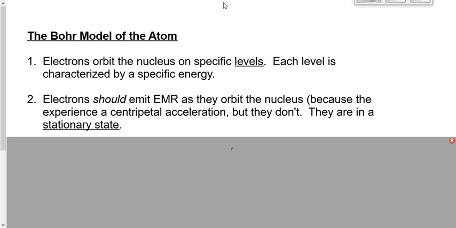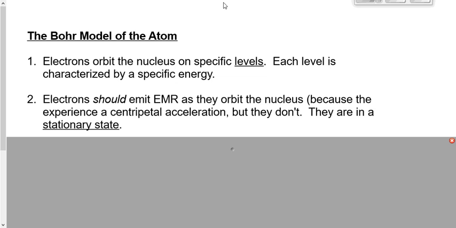Remember Maxwell from last unit? What did he say? Maxwell said, accelerating charges generate EMR. Usually we think of charges that are speeding up or slowing down, but it doesn't have to be. As long as they're accelerating, and as they're going in a circle, they are accelerating, they should generate EMR. But they don't here. They don't generate EMR.